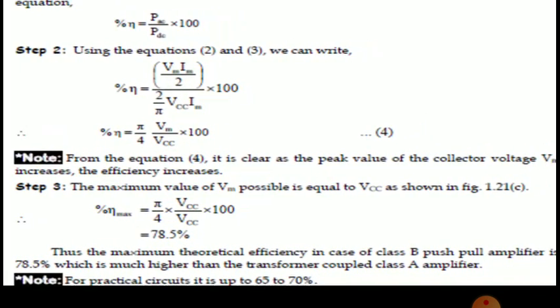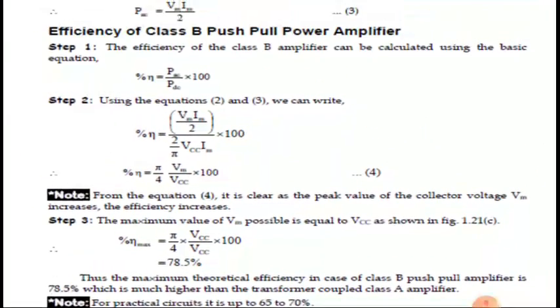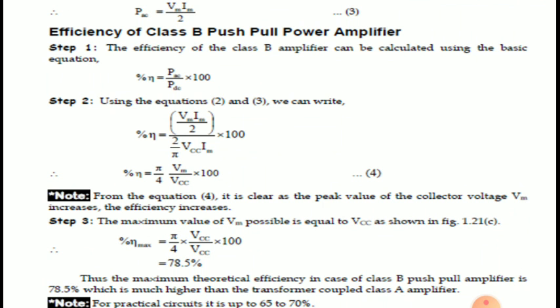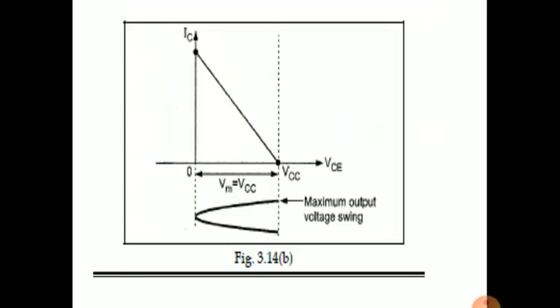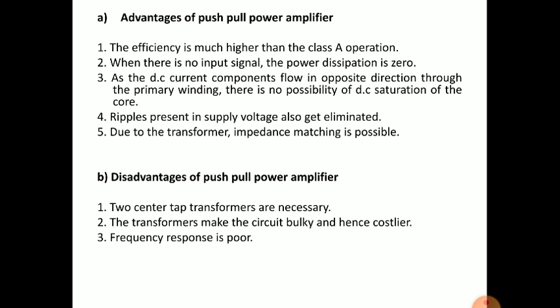Thus the maximum theoretical efficiency in case of class B push-pull amplifier is 78.5%, which is much higher than the transformer coupled class A amplifier, which is 50%. For a practical circuit it is up to 65 to 70%. So the efficiency is increased much. And this is the Vm maximum value which is possible. Vm is equal to VCC, the maximum output voltage.